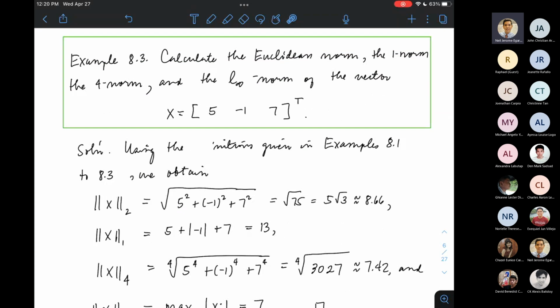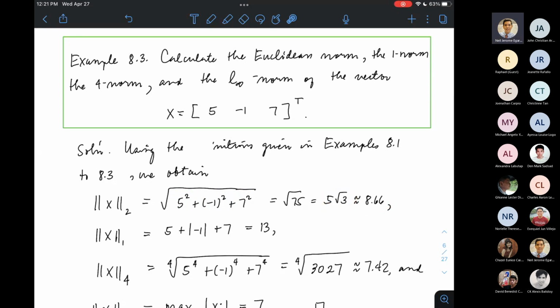Okay? So, tingnan natin yung example 8.3. So, nagbigay ako dyan ng isang vector, isang three-dimensional, isang 3 vector. So, it's 5, -1, 7. Okay, nakatranspose lang naman siya. So, assume ko to ay 3 by 1. Okay? Tapos, computein daw natin yung Euclidean norm, the 1 norm, the 4 norm, and the L infinity norm. Okay? Euclidean norm. Square root ng sum ng squares ng absolute values. So, take the absolute value squared. So, we'll get 5 squared, -1 squared, 7 squared. Simplify that, you get 5 root 3 or 8.66.